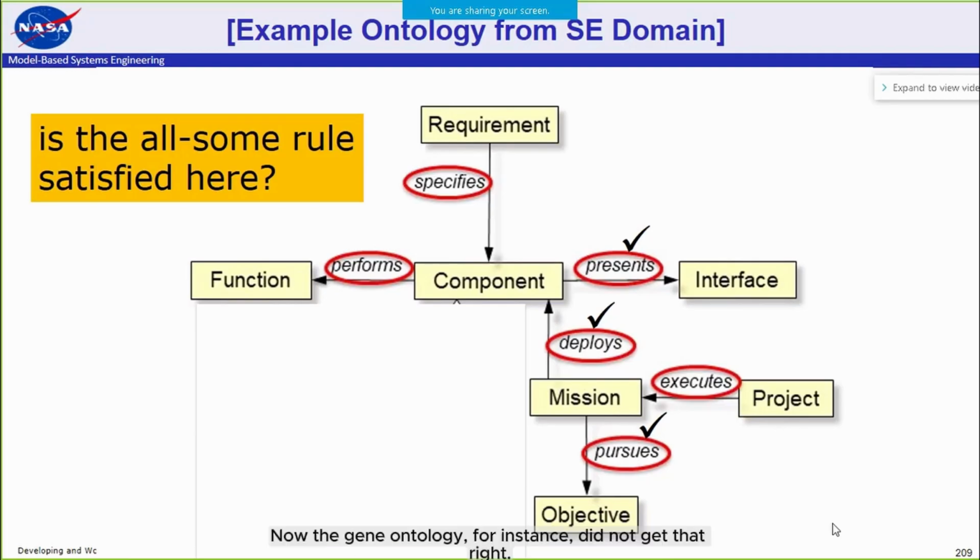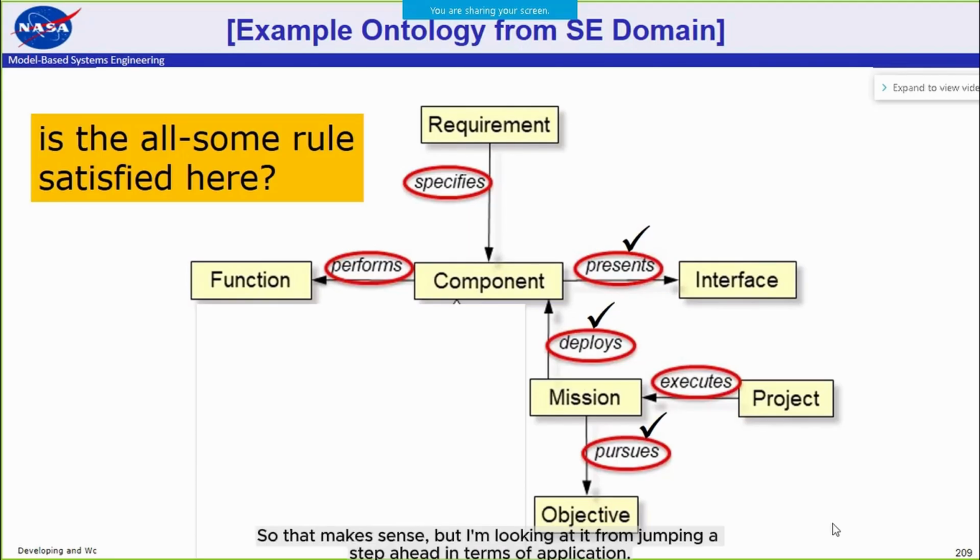Now, the Gene Ontology, for instance, did not get that right. The first versions of the Gene Ontology had a really incoherent account of how relations work. And that was one of the first ways in which they realized that I had something to say to them that would be useful, because I showed them how to make it satisfy the all-some rule. Yeah, microphone.